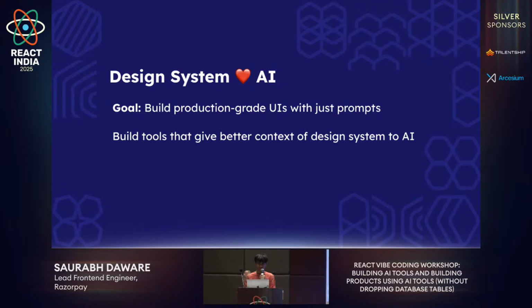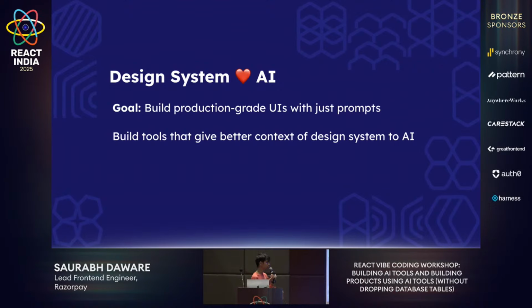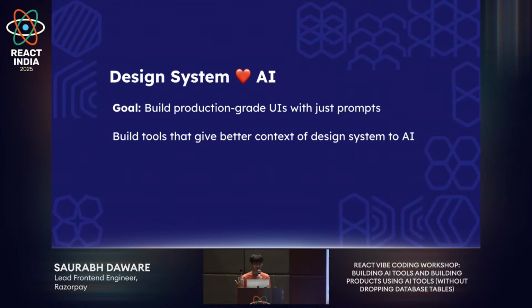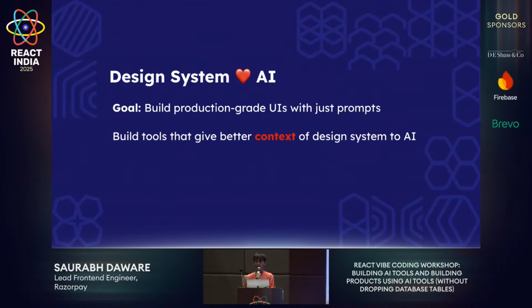So if you want to build production grade UIs with just prompts, the way to do that is to give a better context of your design system and your local component library to AI. Context. This is something that we talked about earlier, where AI needs context. So we just have to give context of the design system to AI. And once AI has a context of how to use the design system, how to integrate components, how to make on-click or how to create modals, it's going to generate a lot better code.